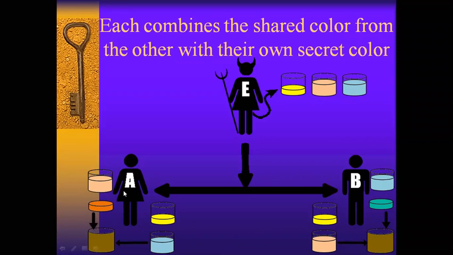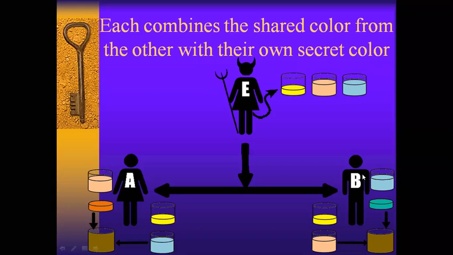Let me take A now. In this, A has added orange with yellow and got this color, right? Now she knows that we have shared the yellow color. So whatever color has been shared, if I take out the yellow color, whatever color remains over here will be the secret color of B, right?